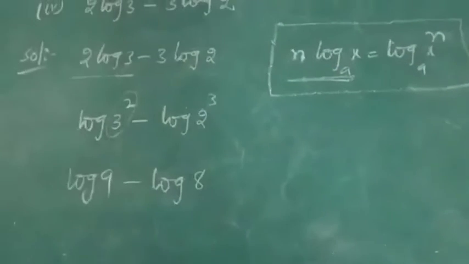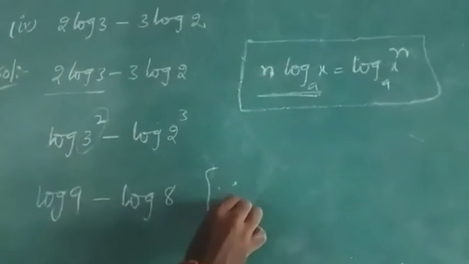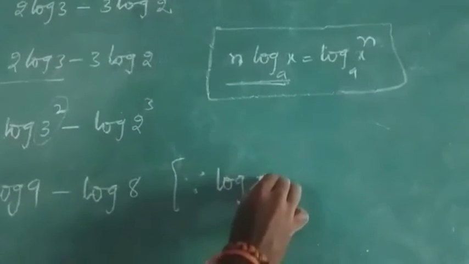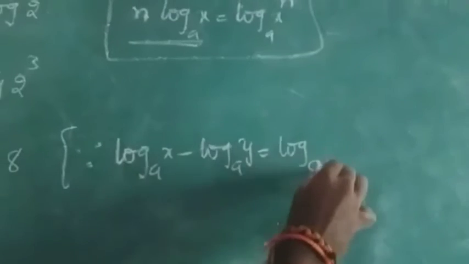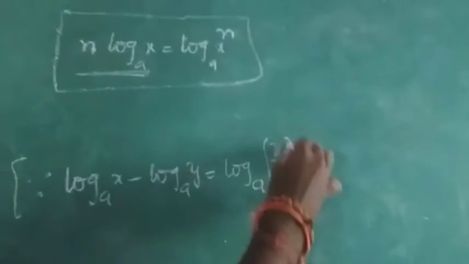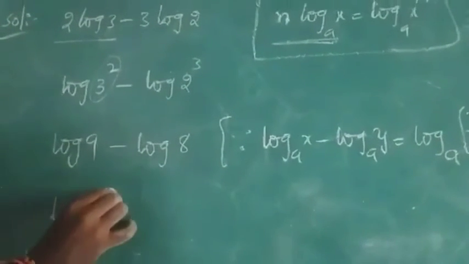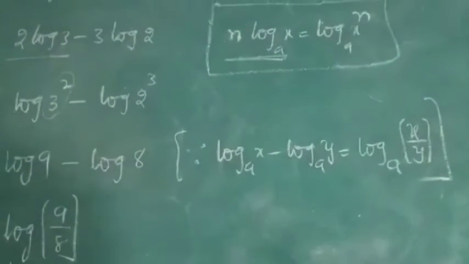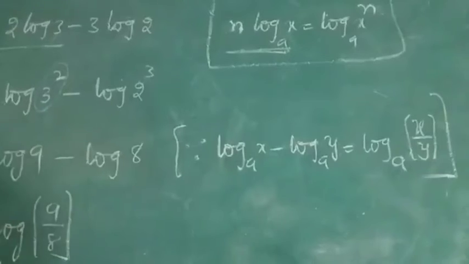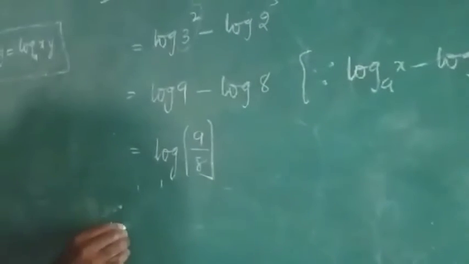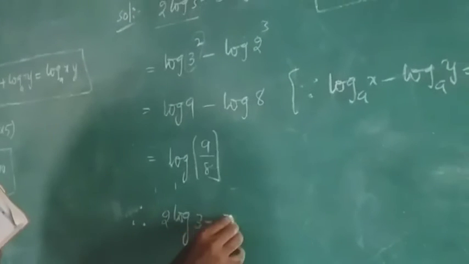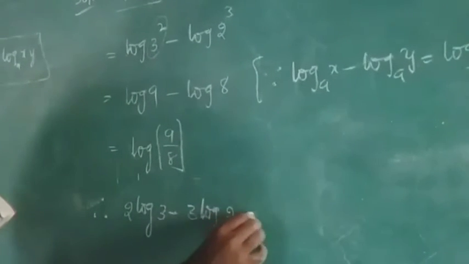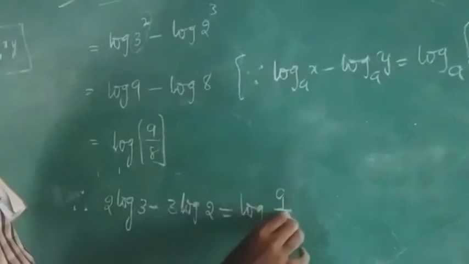Now which formula are you going to use? Which property? Log base a x minus log base a y is equal to log base a x by y. So here you will write log 9 by 8. Therefore 2 log 3 minus 3 log 2, you can write it as log 9 by 8.